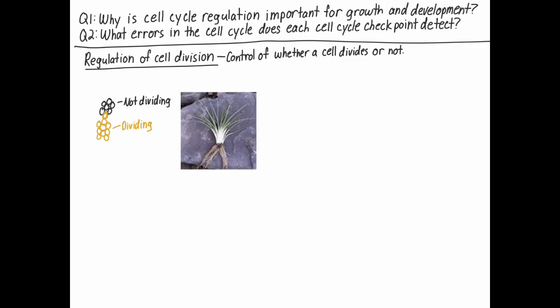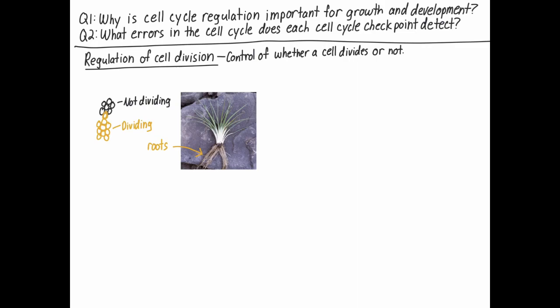So, what is the regulation of cell division? Essentially, it's the control over whether a cell divides or completes the cell cycle. Cells divide only at the appropriate time and place, and only if certain conditions are met. Some cells may be actively dividing, while others are not. This can be nicely visualized by looking at the growth of plant roots.